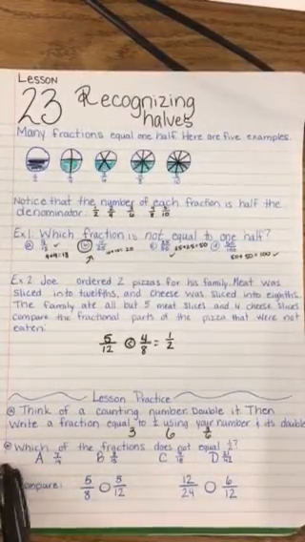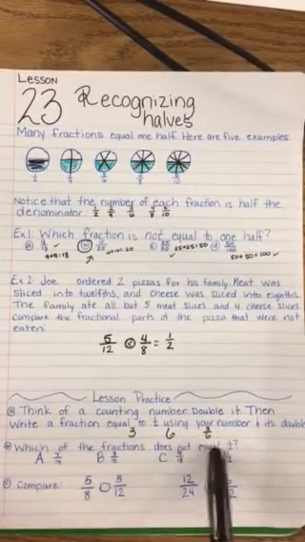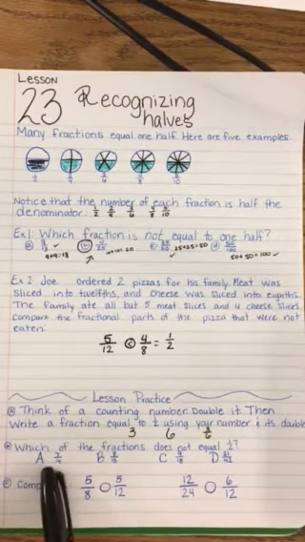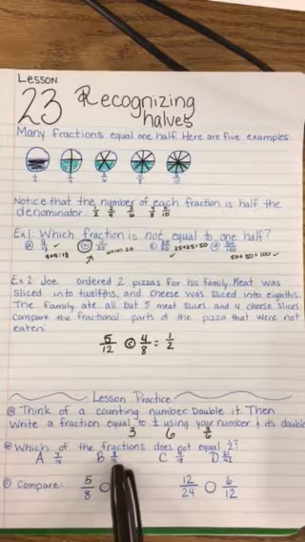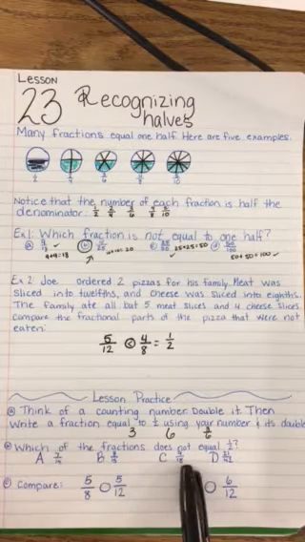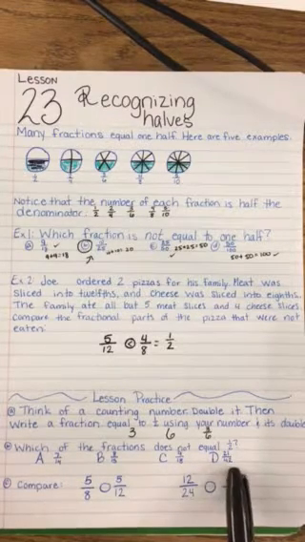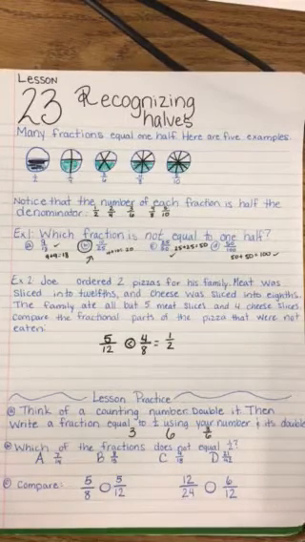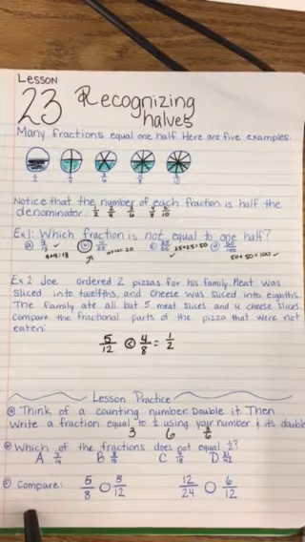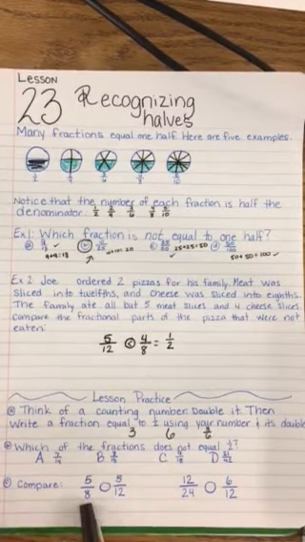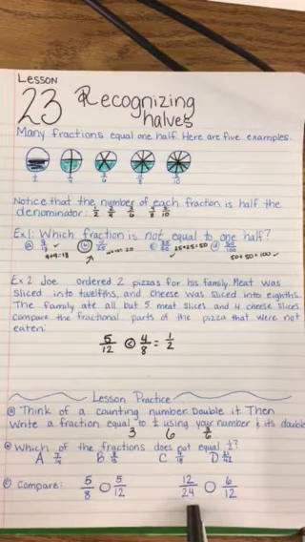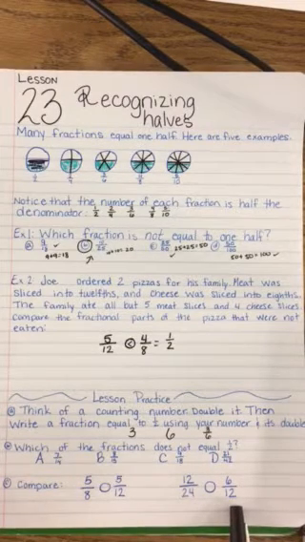All right, B, which of the fractions does not equal 1/2? So please, we have A is 7/14, B is 8/15, C is 9/18, and D is 21/42. Which one is not equal to 1/2? And then for C, it says compare 5/8 to 5/12, and compare 12/24 to 6/12.